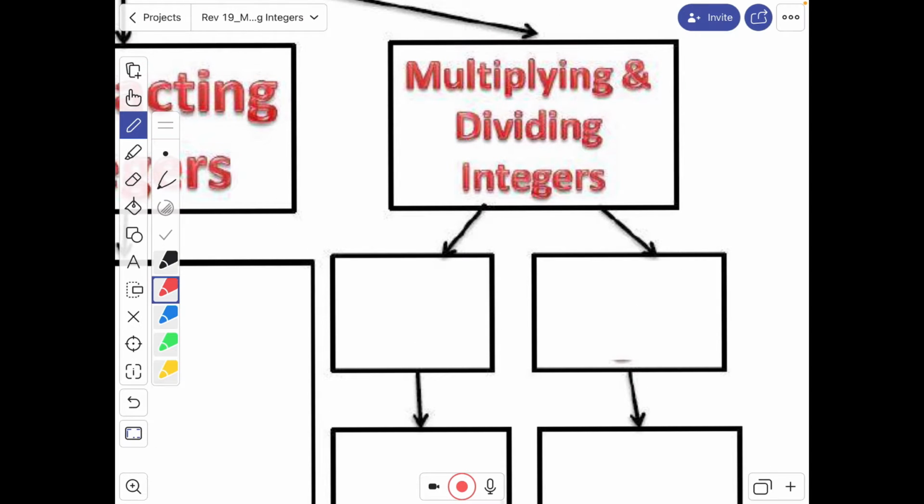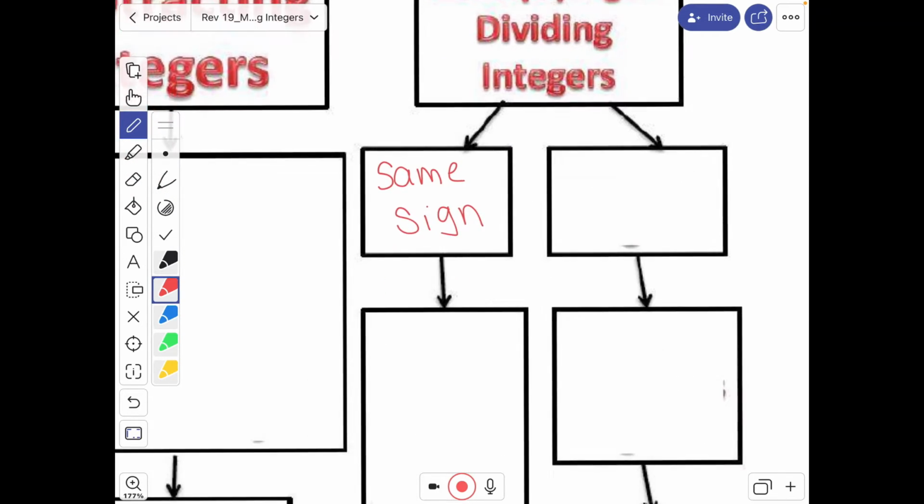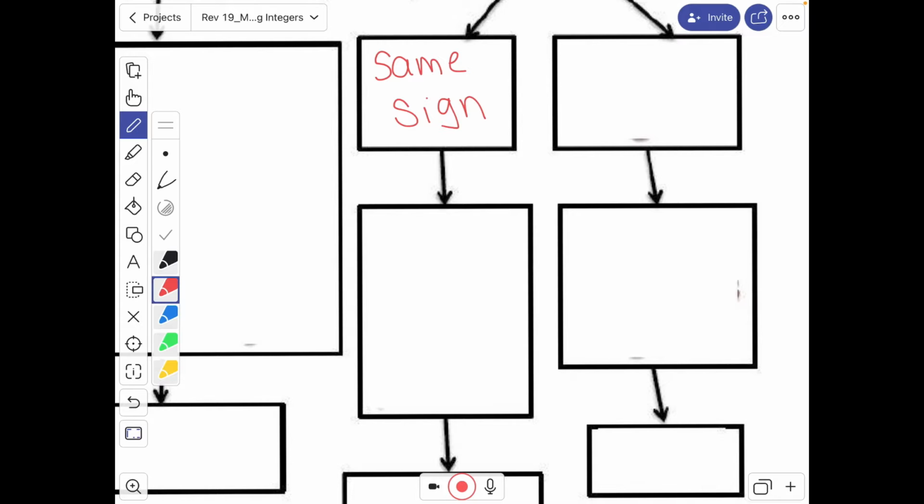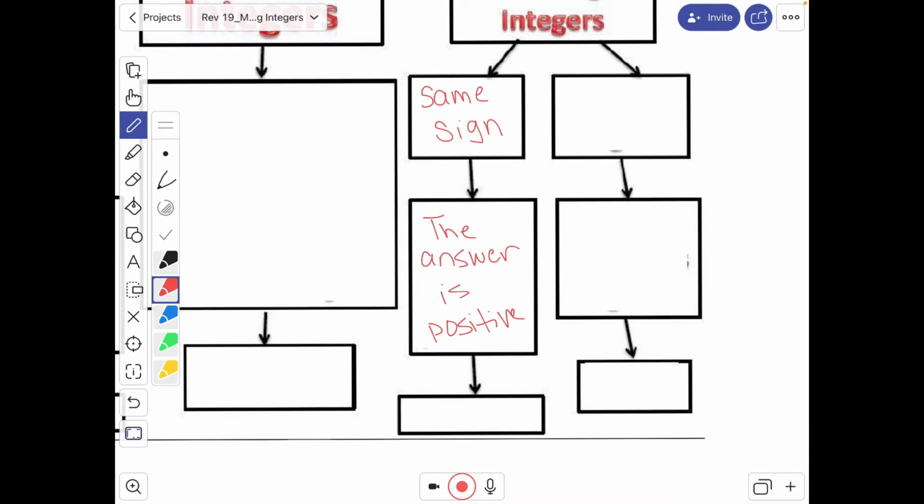Today we are talking about multiplying and dividing integers. So those are the only rules we're going to talk about. There is a rule for if both the digits have the same sign. So if they're both positive or they're both negative, then the answer is positive. For example, if we were multiplying -2 times -4, my answer would be +8.